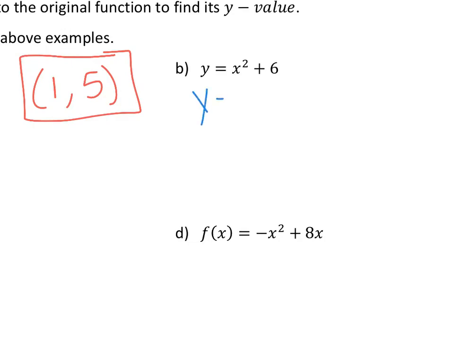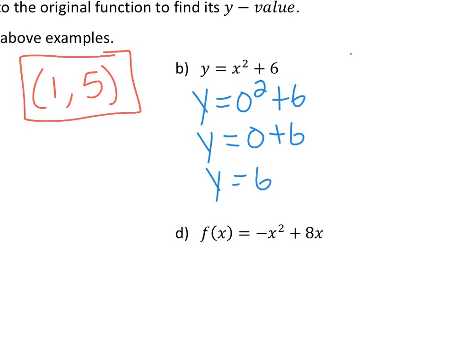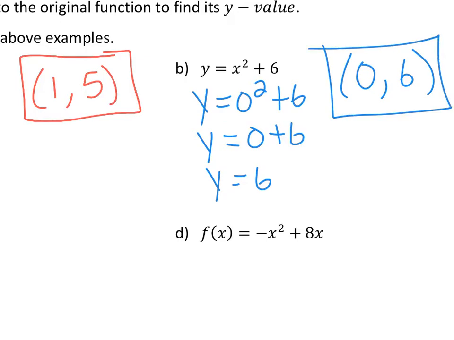Y equals 0 squared plus 6. 0 squared is 0, plus 6 is 6. So your axis, I did it again, your vertex is 0, 6. Go ahead and finish off C and D. I will tell you that C on both of them, you're going to get fractions. So leave it in fraction form.